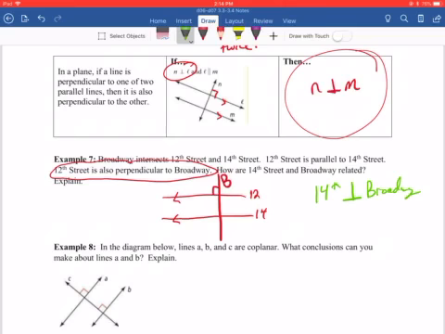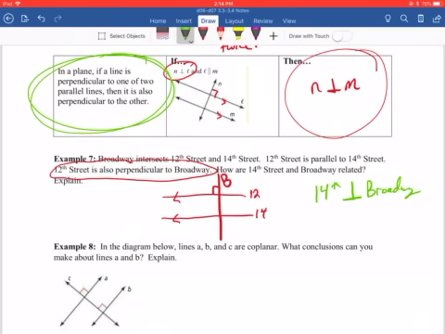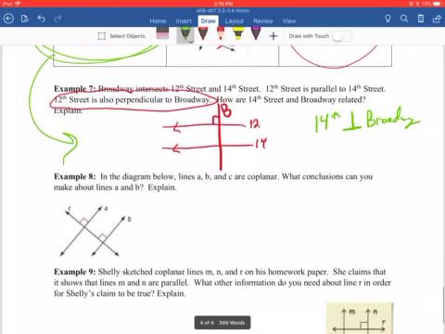Now, tell me the if-then statement for the why. It's literally that, isn't it? So if you want to save yourself time, do that, but you can't do that on a homework assignment. Okay? So, it's because of that theorem. If a line is perpendicular to one of two parallel lines, then it has to be perpendicular to the other. Okay? All right, next.